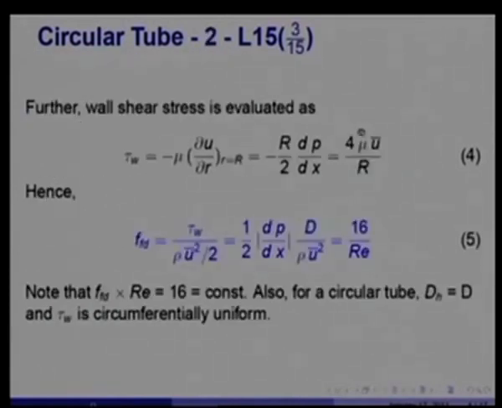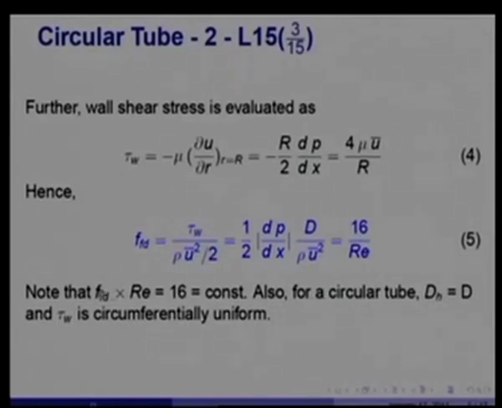What about the wall shear stress? Well, wall shear stress is tau equal to minus mu du/dr at the wall, r equal to R, and that becomes equal to R by 2 dp/dx with a negative sign, giving you 4 mu u bar by R. That would be circumferentially constant. Hence, the friction factor, which is tau over rho u bar squared by 2, as we saw on the previous slide, as well as this definition, gives you 16 by Re. Note that f_fd into Reynolds number, therefore, is 16 and constant, as we said before, and also for a circular tube, the hydraulic diameter itself becomes equal to the diameter.